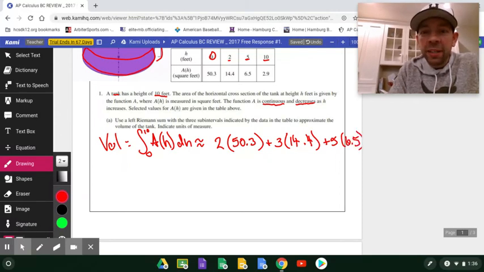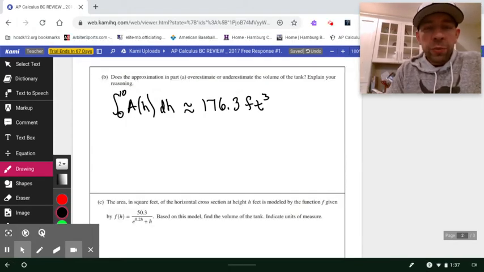And again, it's calculator active, so we'll throw those into our calculator. We got about 176.3. That's going to be cubic feet. So we just approximated the integral to be 176.3 cubic feet.